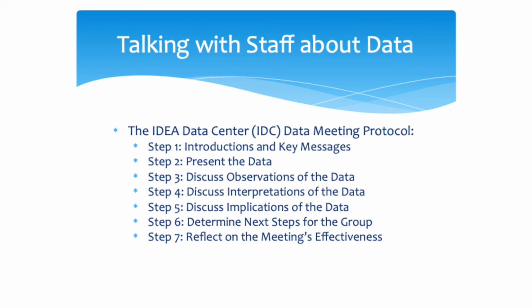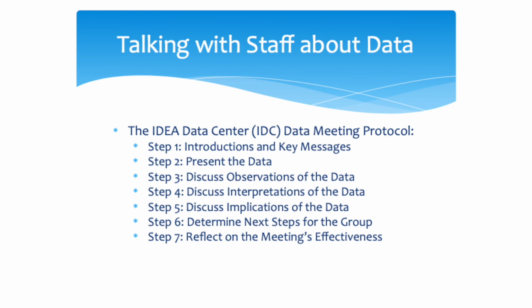Step 5. Discuss implications of the data. This step involves a discussion of implications for the work. You can ask questions such as, what are the implications? So what? Why does this data matter? What does this data mean for the work? Step 6. Determine next steps for the group. Based on group interpretations and suggested implications, discuss additional actions that are required for the group.